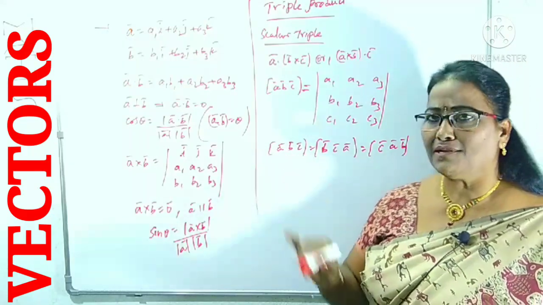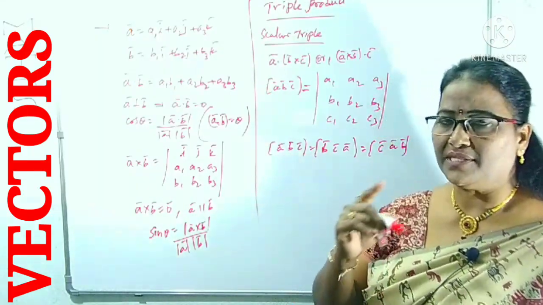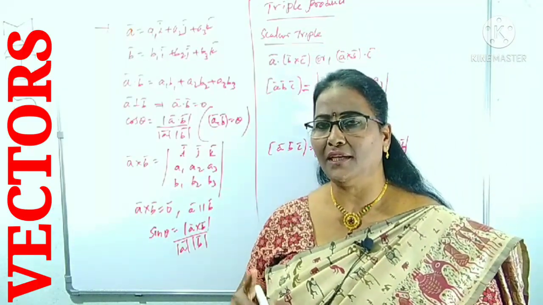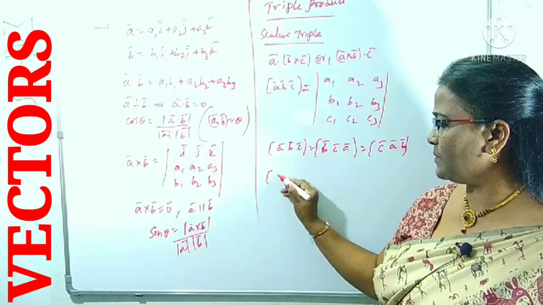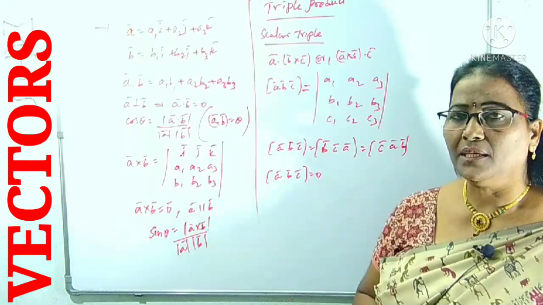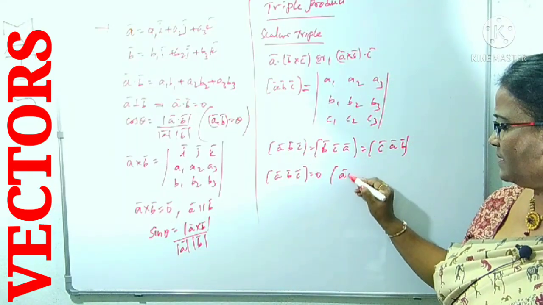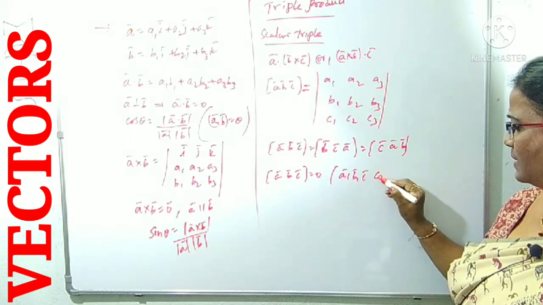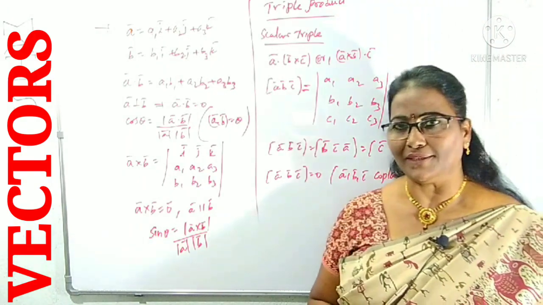Now we can concentrate on the applications of the scalar triple product. First of all, when does the scalar triple product become 0? Box ABC becomes 0 when A, B, C are coplanar vectors. The condition is that A, B, C are coplanar vectors, then box ABC is 0.